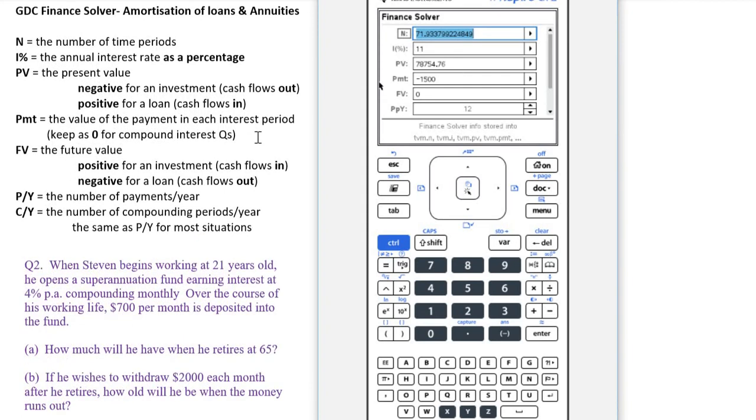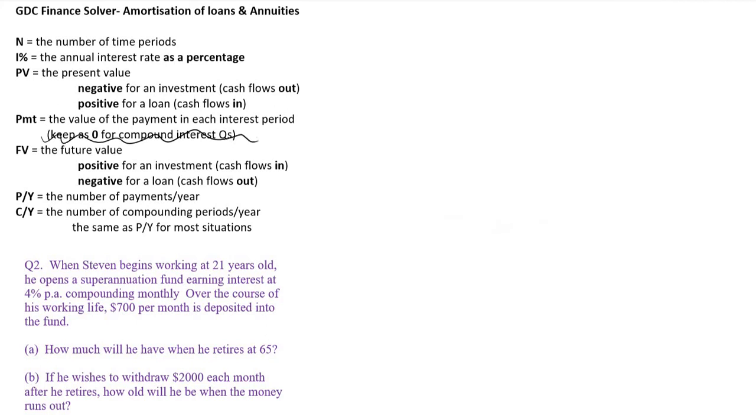So that was a loan. Let's look now at an annuity. And an annuity is something that's going to be a payment coming into the person's account over a regular period of time. So again, this is not 0.